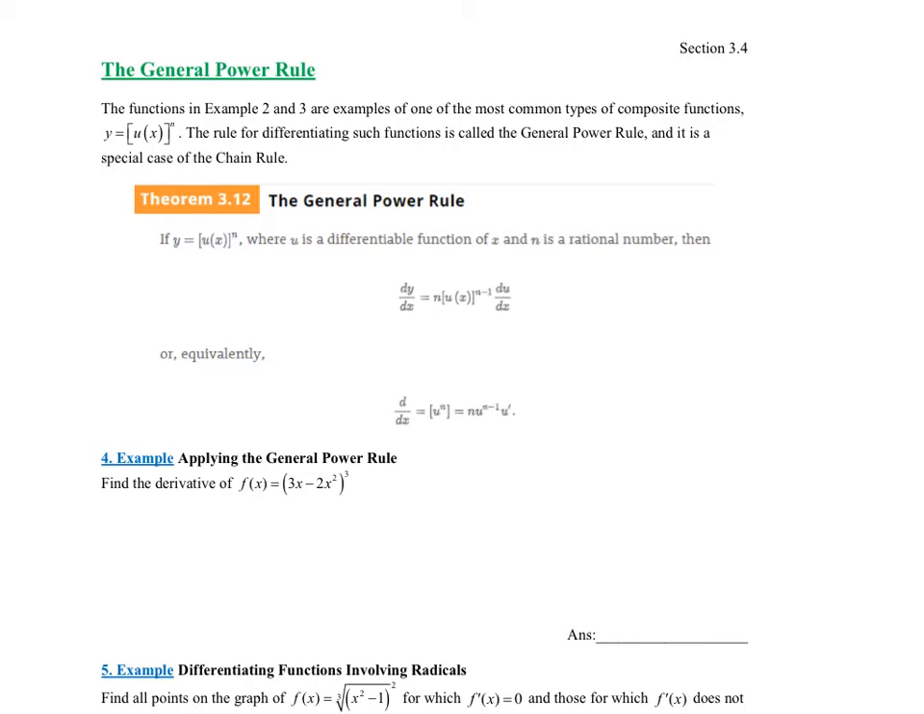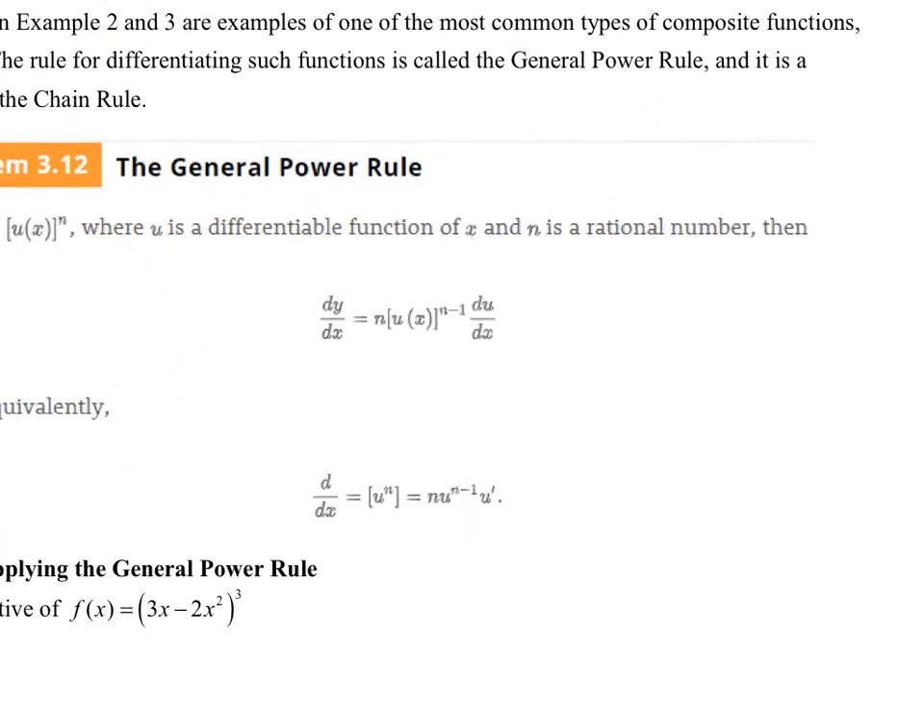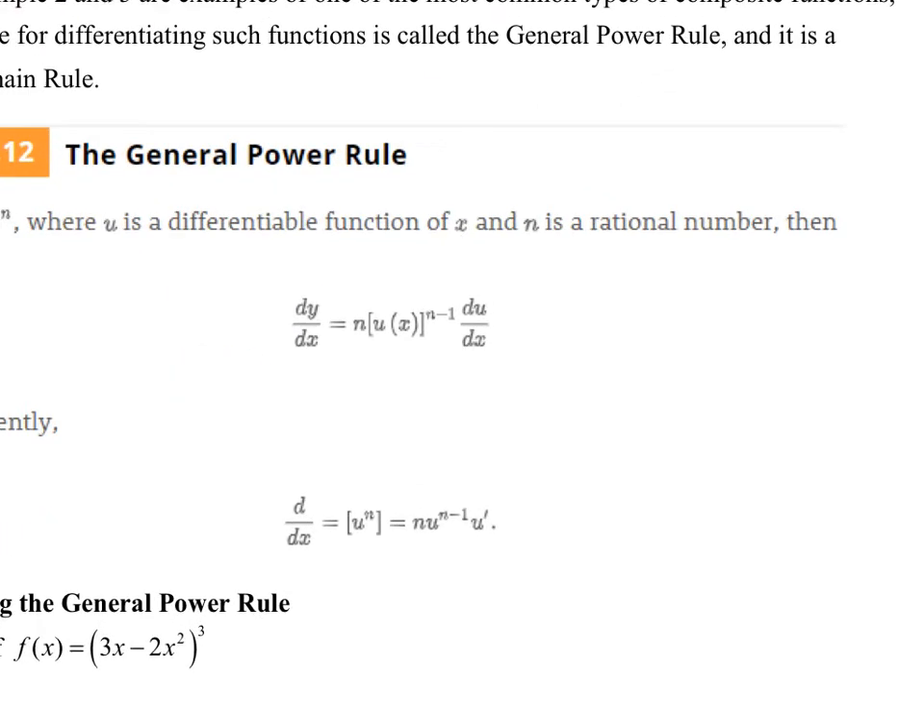So it says if y equals u of x to the n, where u is a differentiable function of x and n is a rational number, then the derivative of y with respect to x equals n times u of x to the n minus 1 times du/dx. So the derivative of u to the n is n u to the n minus 1 times u prime. So this is exactly what I just did on the previous page.